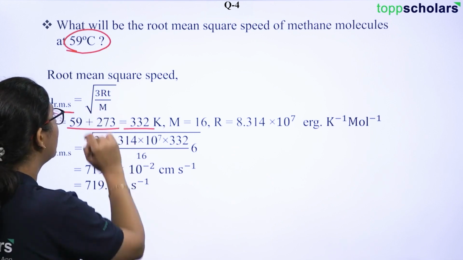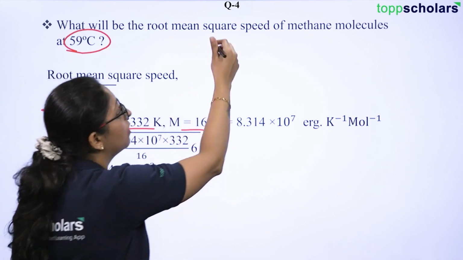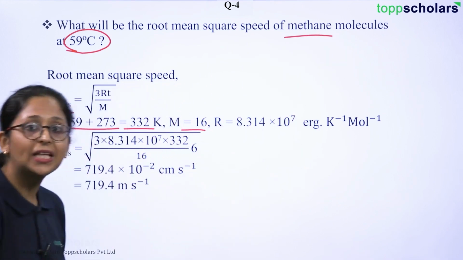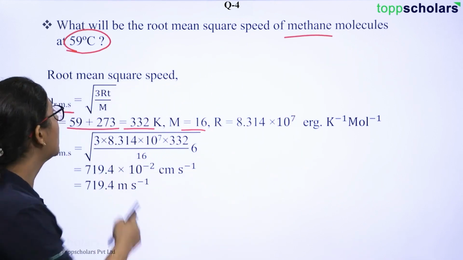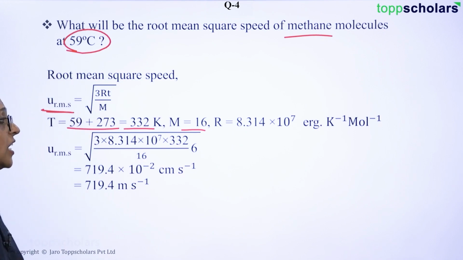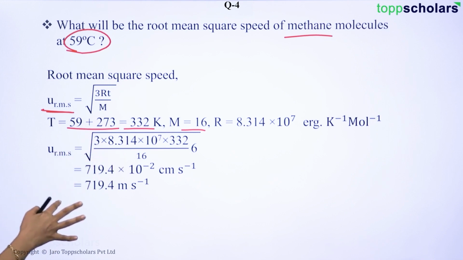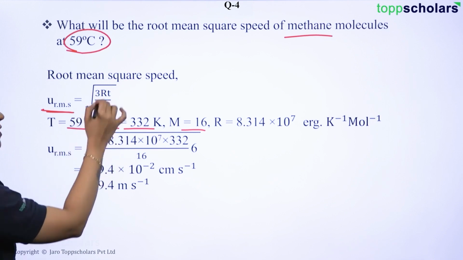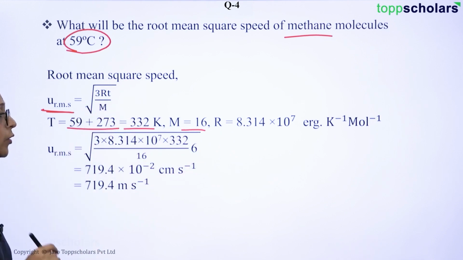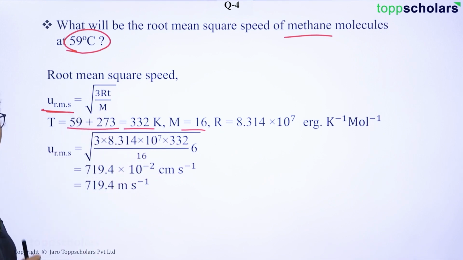Then we have M, which is 16. Why? Because we are doing the root mean square of your methane molecule. So M will be 16. R is a constant, 8.314 into 10 to the power 7 erg per Kelvin per mole. So let's substitute the values over here. We have 3, R is 8.314 into 10 to the power 7. The T will be 332 divided by M, that is your 16.